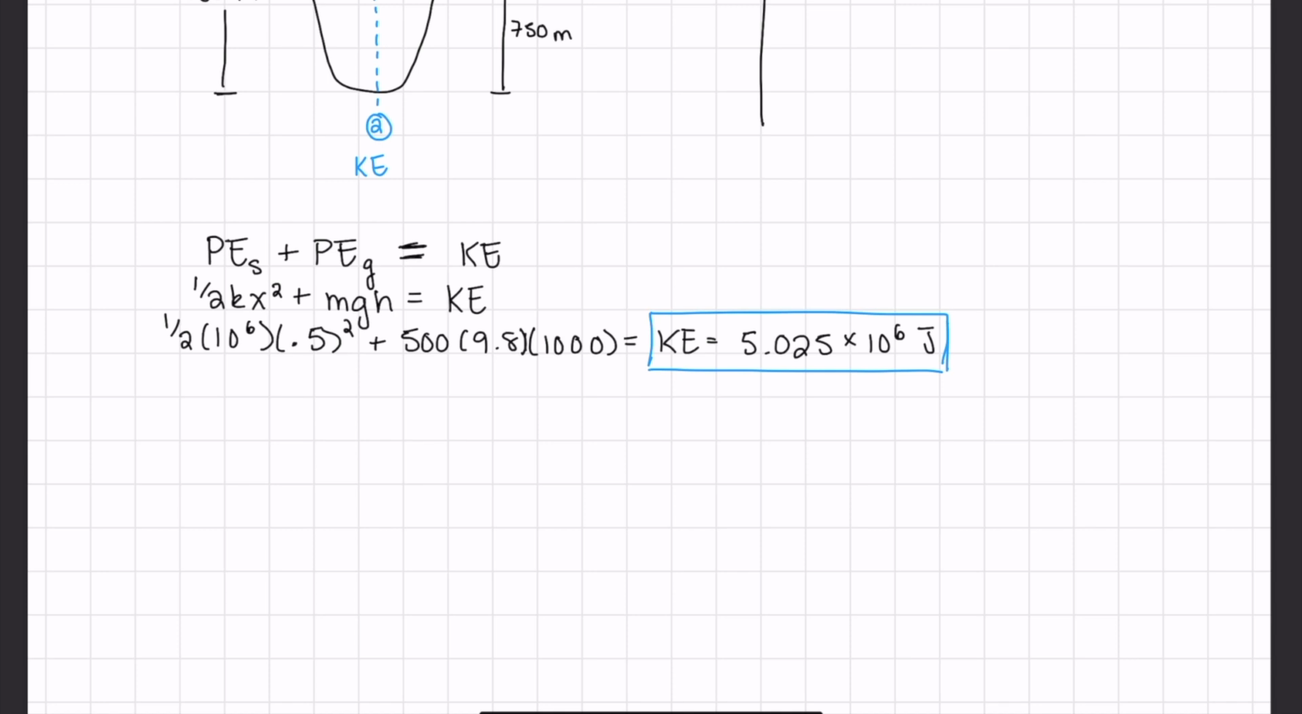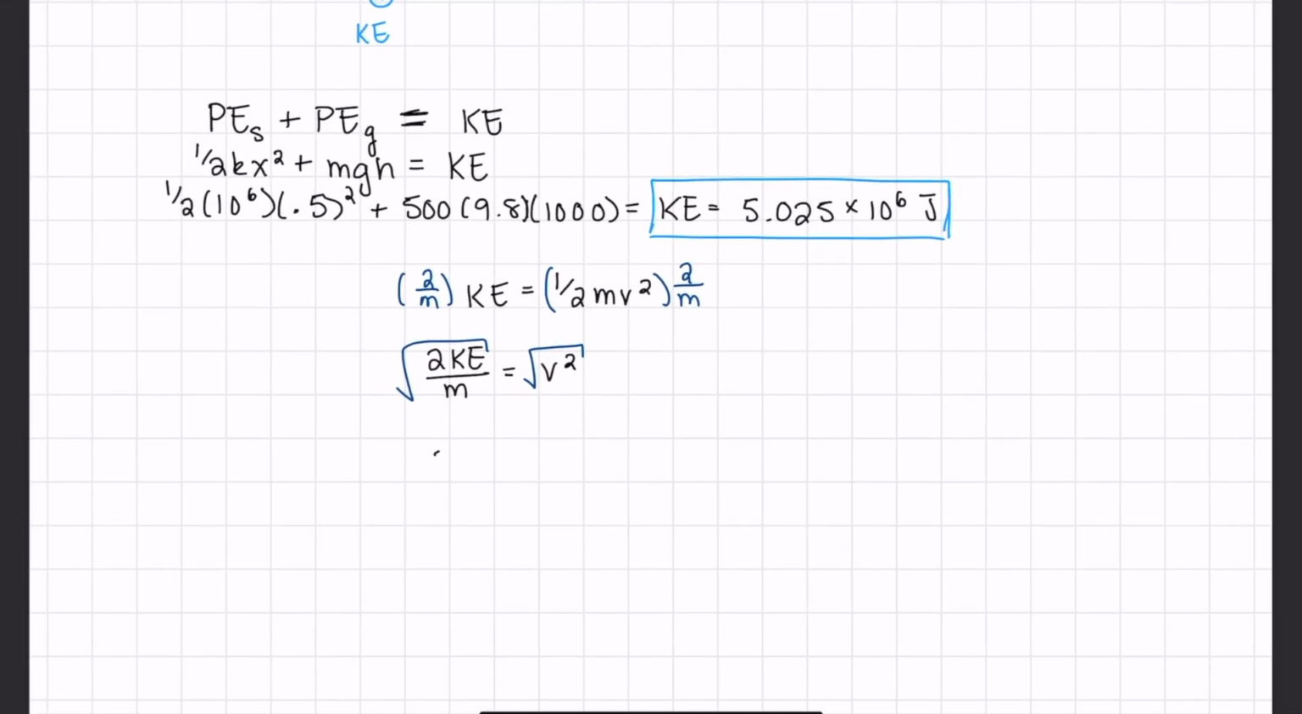Our second question is about the speed. So once we have the kinetic energy, we can use the fact that kinetic energy is equal to 1/2 mv squared. And then we want to get v by itself, so we can multiply both sides by 2 and divide both sides by m. We'll get 2 times the kinetic energy divided by mass equals v squared. And then we could take the square root of both sides to get v by itself. So we'll get the square root of 2 times the kinetic energy divided by mass equals v.